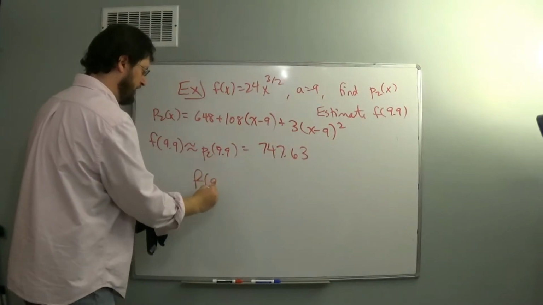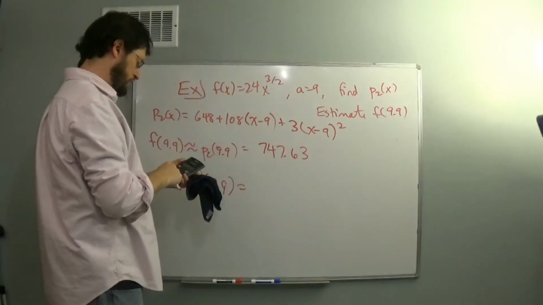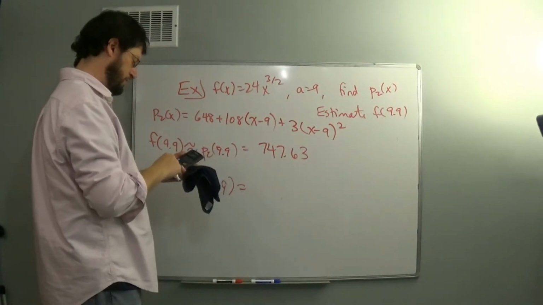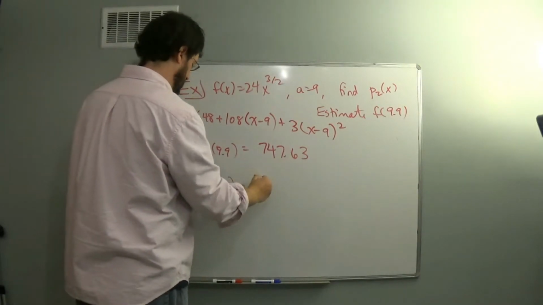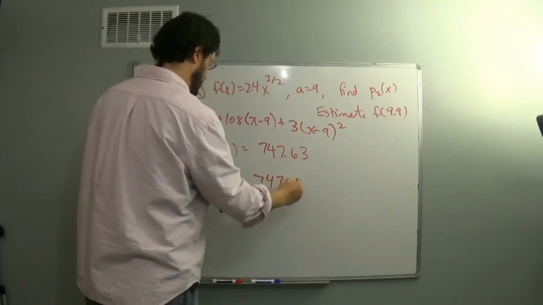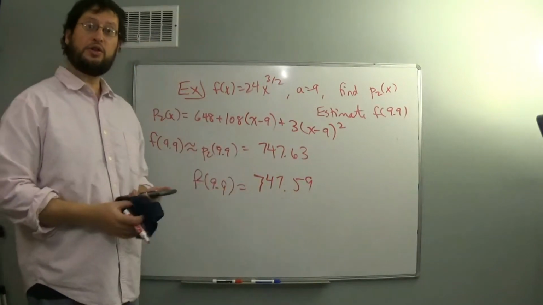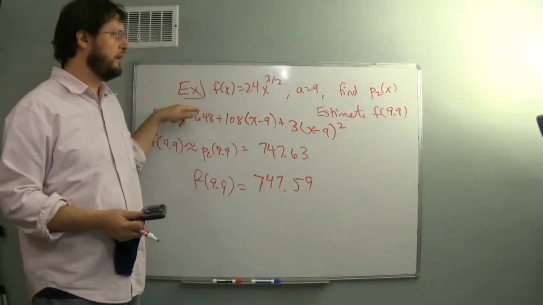If I actually calculated f at 9.9, that would be 24 times 9.9 to the 3 halves, which is 747.59. We find a very good estimate using just the second degree Taylor polynomial.